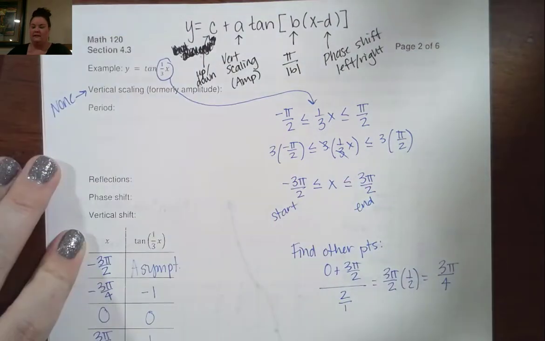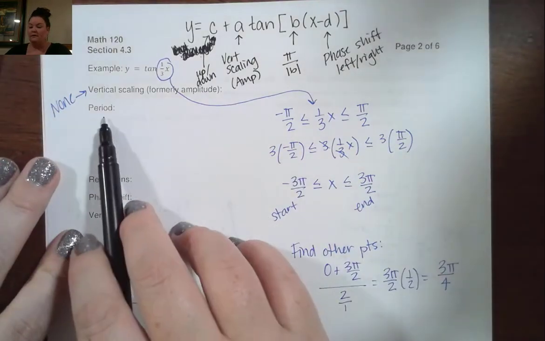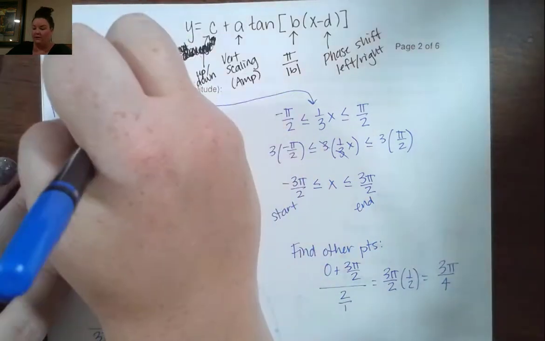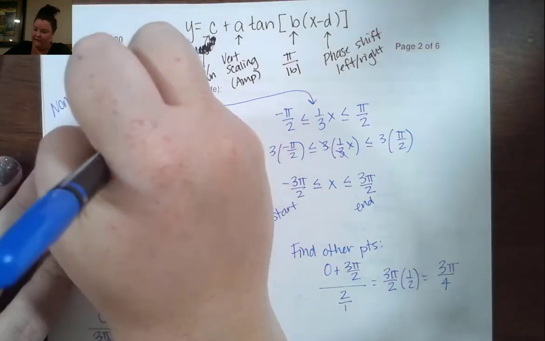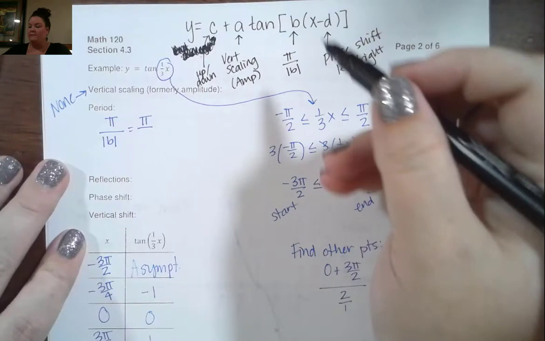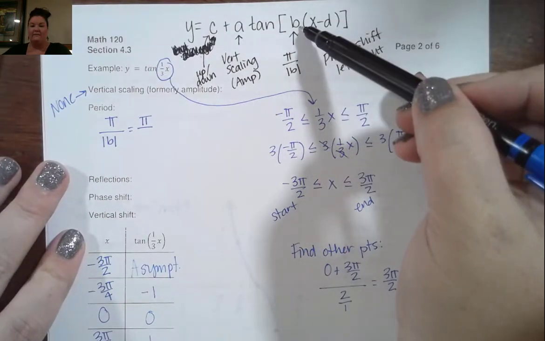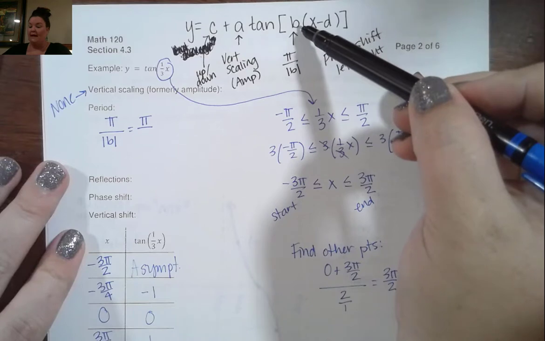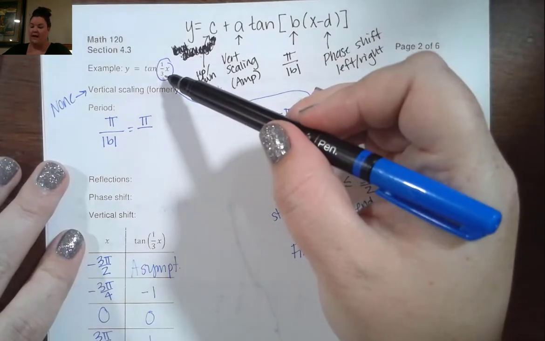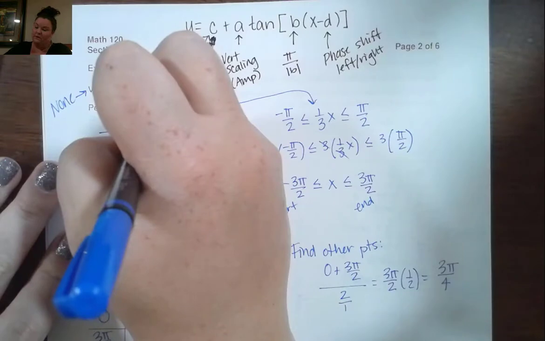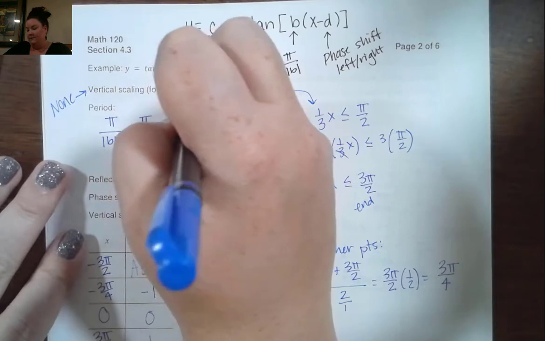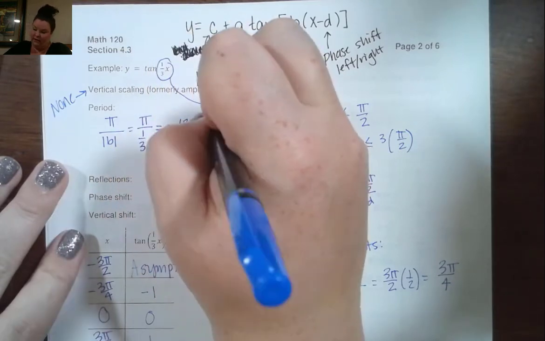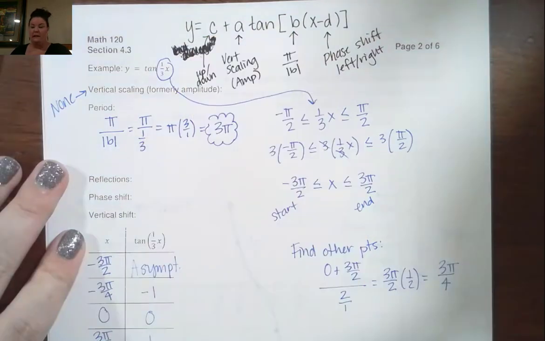And I'm just writing it on this side because I have too much stuff going on over here. Okay? For our period length, we take our normal period length, which is pi, and we divide it by the absolute value of b. So that gives me pi divided by my b value. If I look inside the function, what's being multiplied to my x, I have 1/3, right? And the absolute value of 1/3 is just 1/3. So I'm going to go ahead and flip and multiply. So pi times 3 over 1 is 3 pi.